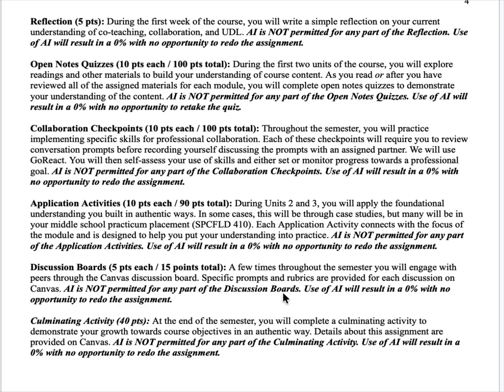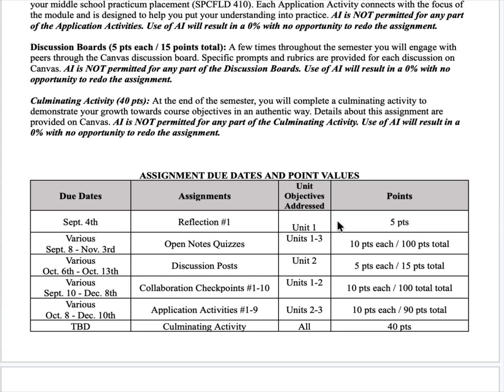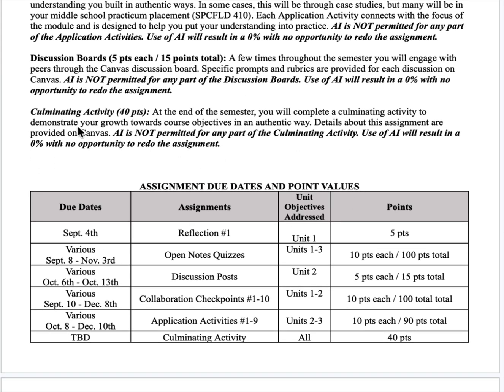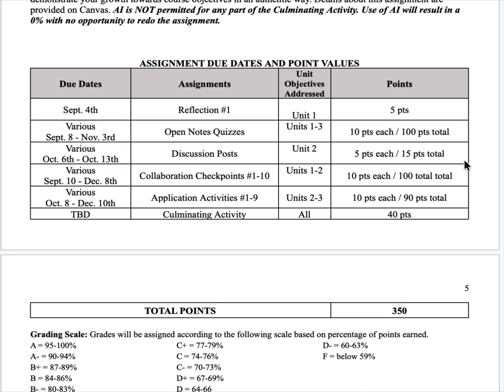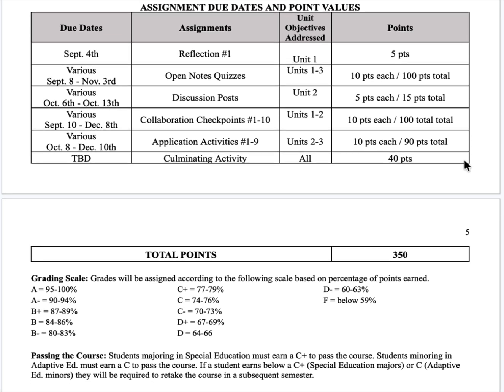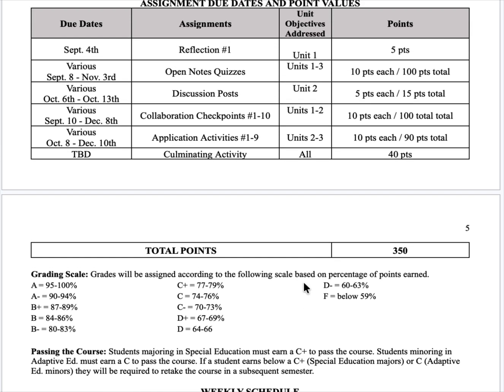Each of those are described here, and assignments will have the thorough description as well as a rubric to go with it so that you can understand what's expected of you and how you're being asked to demonstrate your understanding of the content for that week. The culminating activity is at the very end of the semester, and details about that assignment are also provided on Canvas. In this chart, I show you the assignment due dates and point values and which unit the objectives relate to. And then finally down here, we have the grading scale.